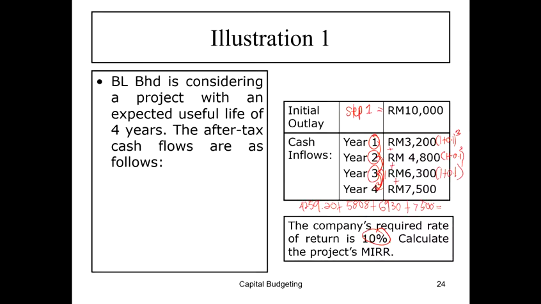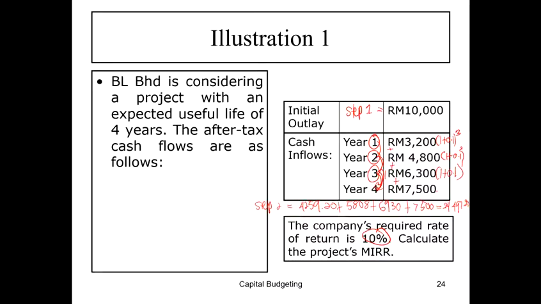Okay. So total up for this step 2, you will get 24,497 ringgit 20 sen. Okay. This is the step 2. So step 2 is the future value of the cash inflow. Step 3, then only we are going to calculate the MIRR.